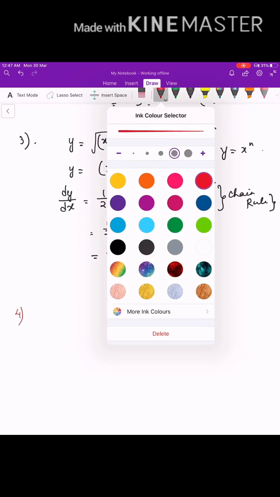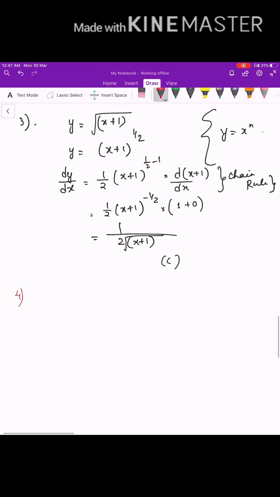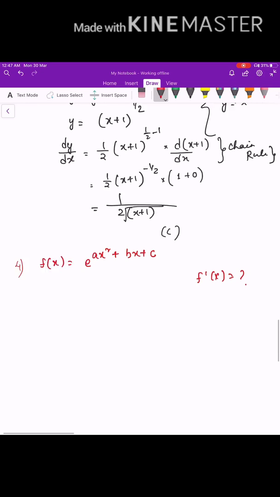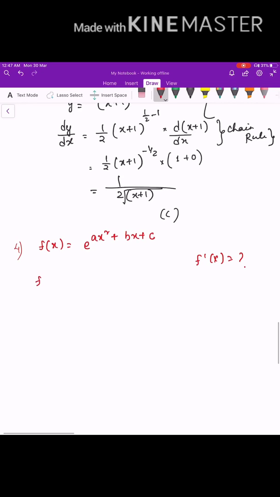Question number 4. If f(x) is equal to e to the power ax squared plus bx plus c, then f dash x is. So f dash x means I have to differentiate. So e to the power anything will be e to the power that expression, but I have to again follow chain rule. So I have to differentiate ax squared plus bx plus c.